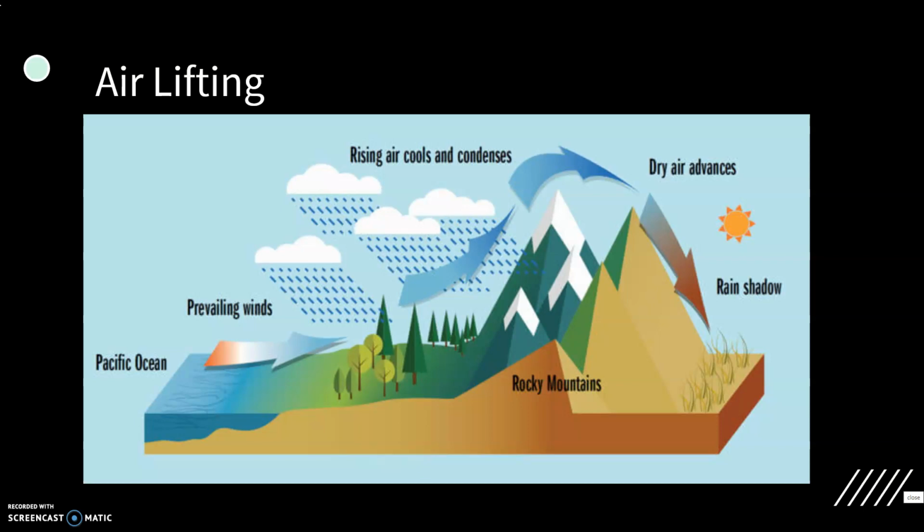Another type of mechanism is frontal wedging. This is when cooler, denser air acts as a barrier under the warmer, less dense air. This can cause clouds and storms.